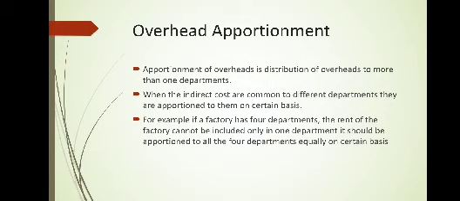Overhead apportionment. Overhead apportionment is the process in which the overhead expenses are apportioned equally for each department of a factory. For example, a factory has 4 departments. The rent of the factory cannot be included only in one department's expenses. It should be apportioned to all 4 departments equally on a certain basis.